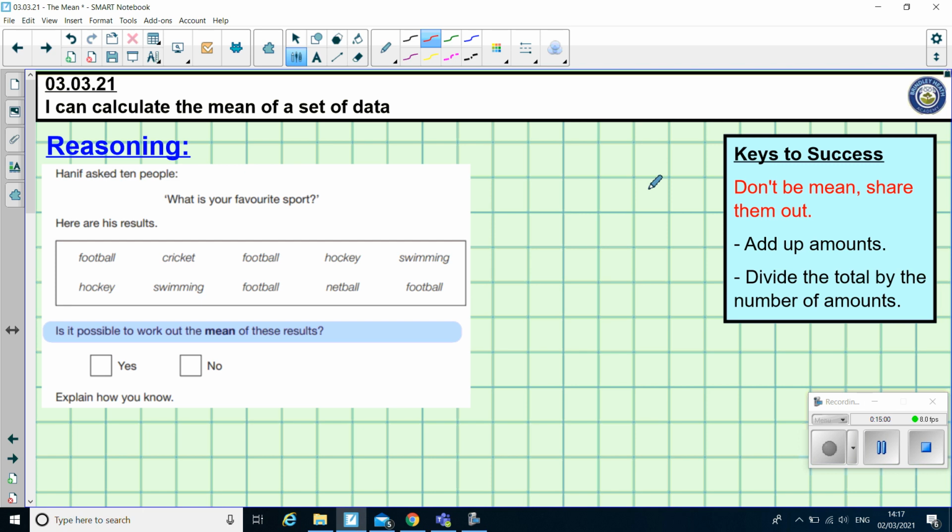All right, here's our reasoning question for today then, year 6. Hopefully you've done all right on maths.co.uk. Here is our reasoning question then. Hanif asked 10 people, what is your favourite sport? Here are his results. Football, hockey, cricket, swimming, football, hockey, netball, swimming, football. Okay. Is it possible to work out the mean of these results? We've got to choose yes or no, and then we have got to explain how we know that. Okay, so pause the video, have a little think, and have a go at doing your own reasoning answer, and then we'll go through it together.